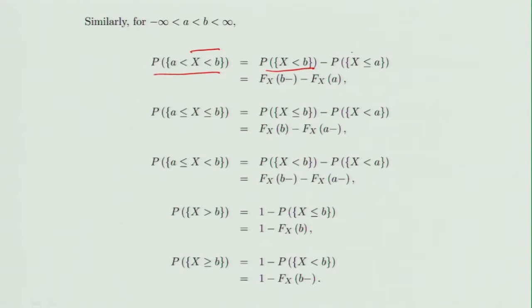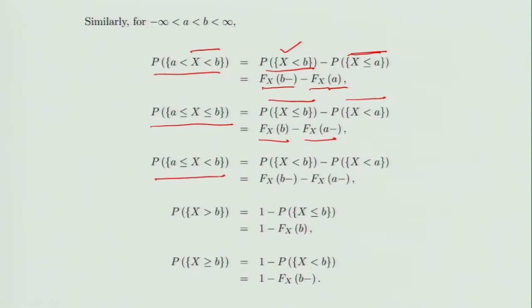From this you have to subtract probability x less than or equal to a, because it is greater than a. So equal to a has to be on the complementary part. So x less than or equal to a becomes F(b-) minus F(a), because probability x less than b is F(b-), minus probability x less than or equal to a, which is F(a). Similarly, consider probability a less than or equal to x less than or equal to b. This is the same as probability x less than or equal to b minus probability x less than a, which is the same as F(b) minus F(a-).